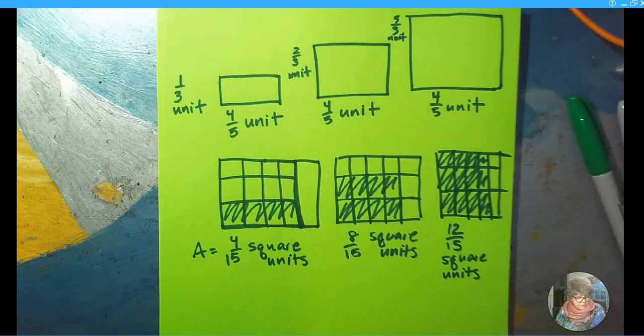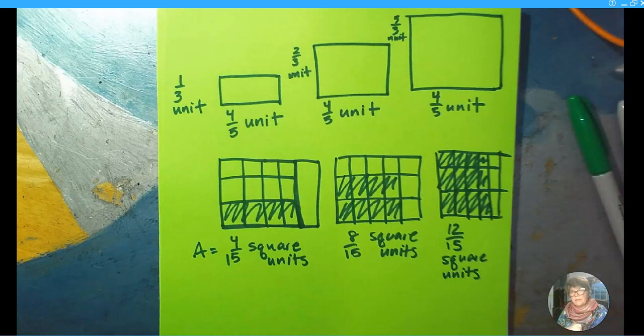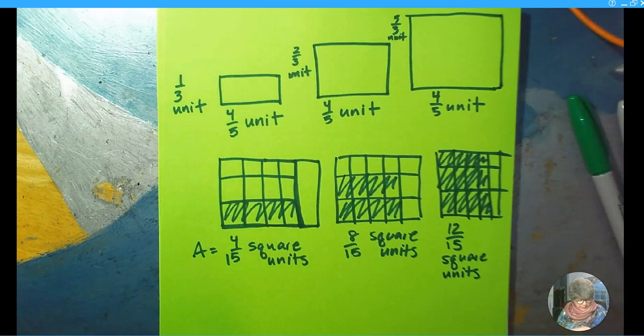How many rectangle tiles that are 1/3 by 1/5 make up one square unit? So 1/3 by 1/5, that would be just one of them. And how many of them would make up an entire square unit? 15, right? Because 15 of them is 1. And what would the area of just one of those rectangular tiles be? 1/15, like we just said. Okay.